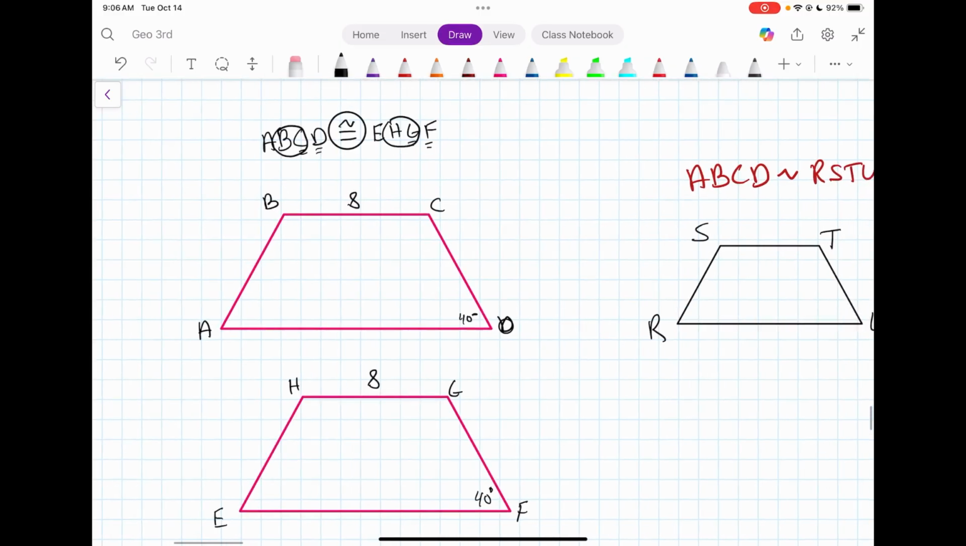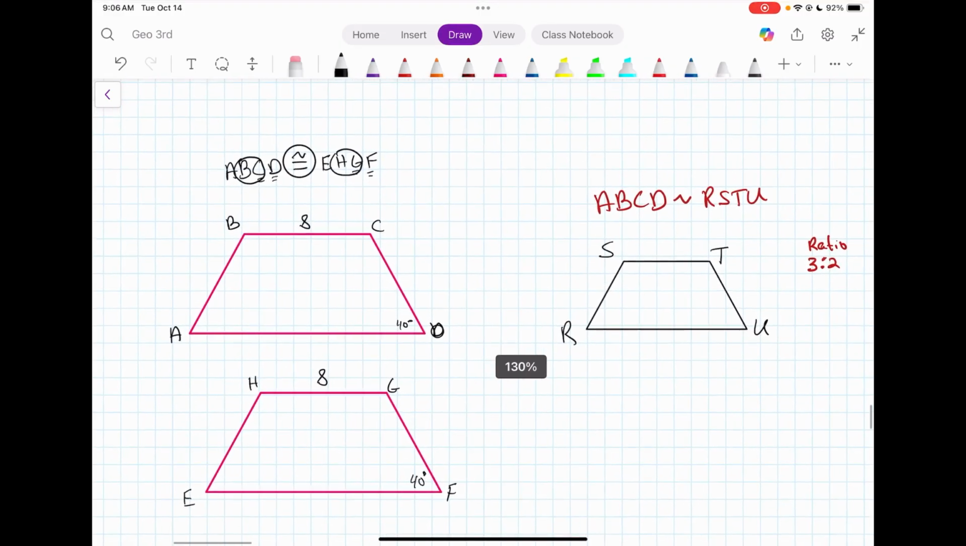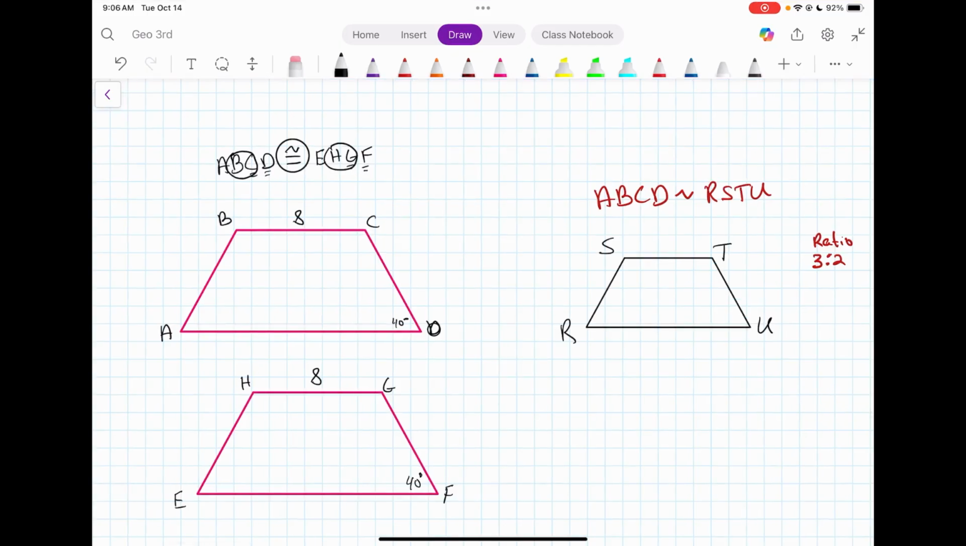Now we also have similarity. What we mean by similarity is they're the same shape, but not necessarily the same size. They're identical in shape as far as they have the same ratio. However, they're not necessarily the same size. There's going to be a different ratio.